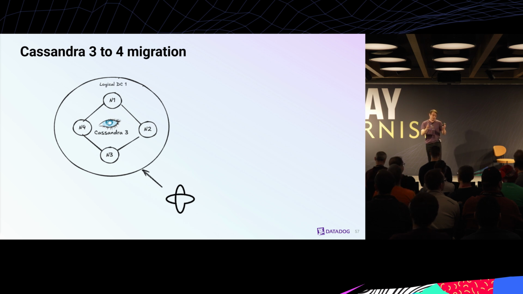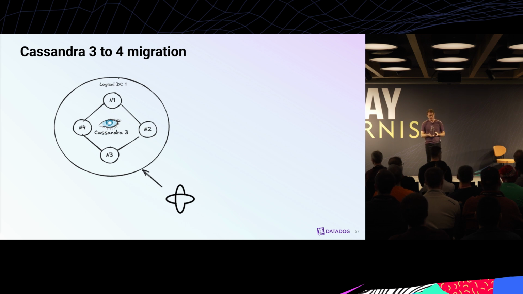What we had is our Temporal clusters. One Temporal cluster would connect to Cassandra. The Cassandra 3 cluster would contain multiple nodes, and they are what's called in Cassandra a logical data center. That's a Cassandra term. So we devised this plan.